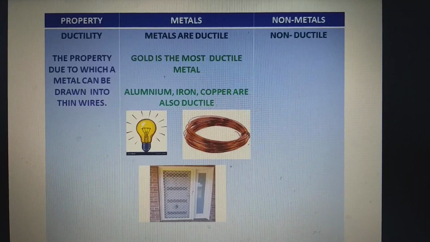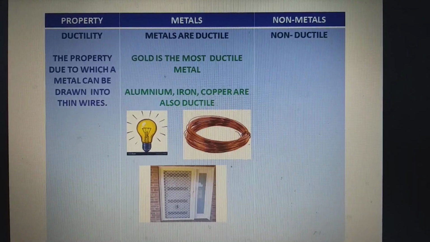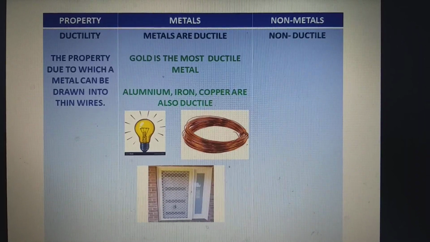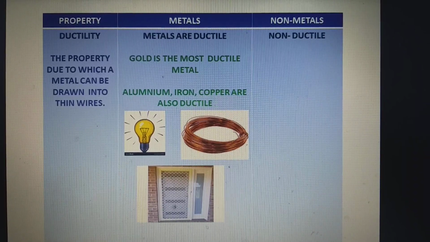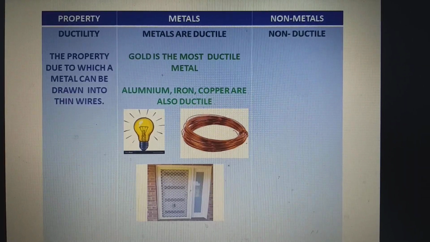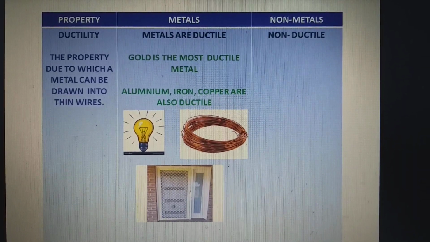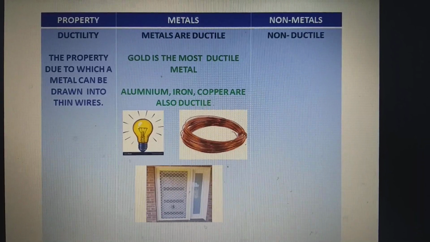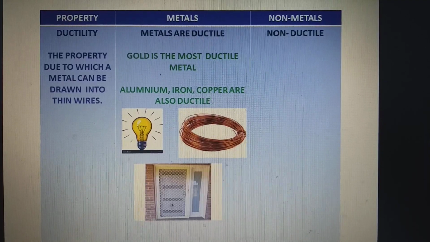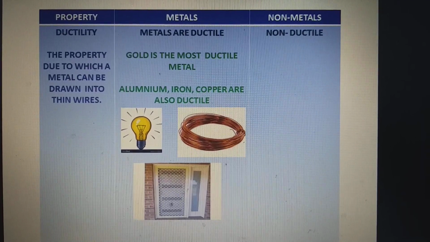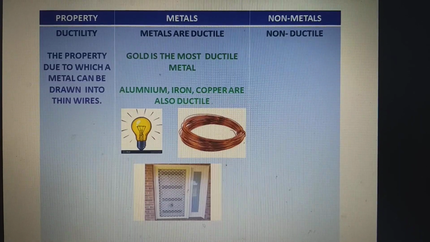The next physical property is ductility. Let us first define the term. The property due to which a metal can be drawn into thin wires is called ductility. Metals are ductile in nature. It means they can be converted into wires. Gold is the most ductile metal. Aluminium, iron, copper are some examples of metals which are ductile.